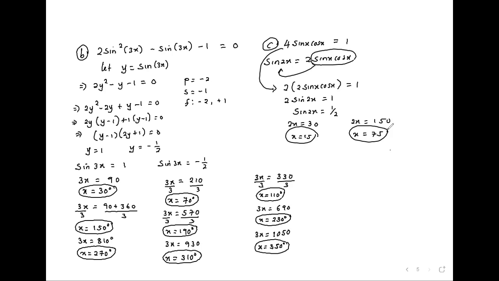So part D is also part of your exercise. Part D: root 3 sine 2x is equal to cos 2x. Again, for this one, you want root 3 sine 2x divided by cos 2x, equal to 1, so that you remain with tan 2x equal to 1 over root 3.